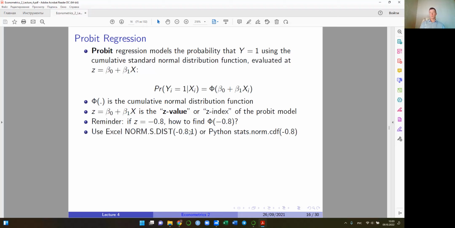Another model that is used in econometrics for this binary dependent variable case is called Logit. Instead of the standard normal CDF, we have a logistic CDF evaluated at the same Z value. So instead of phi, I'm using just capital F here, and this F stands for the cumulative logistic distribution function. This logistic distribution function looks as follows.